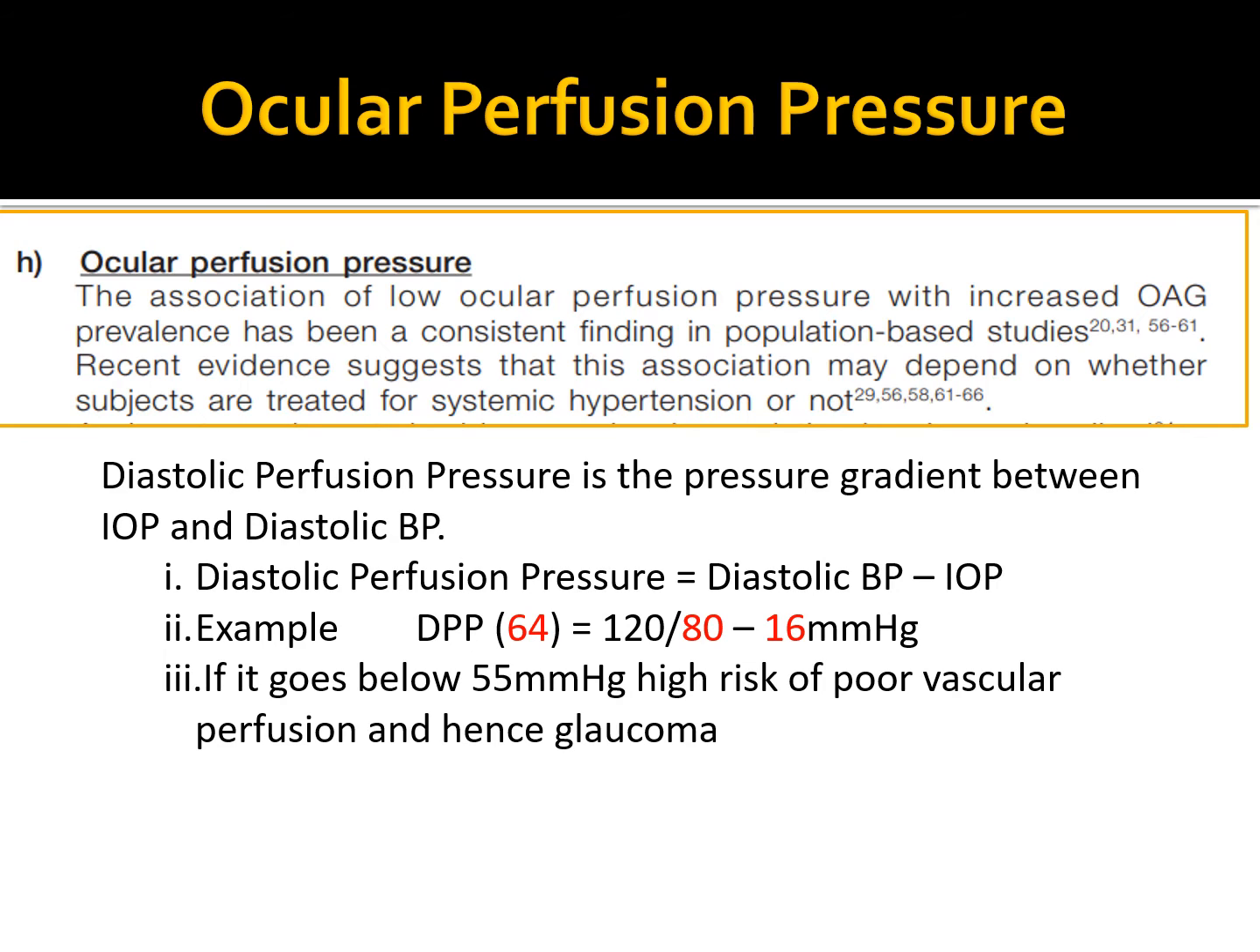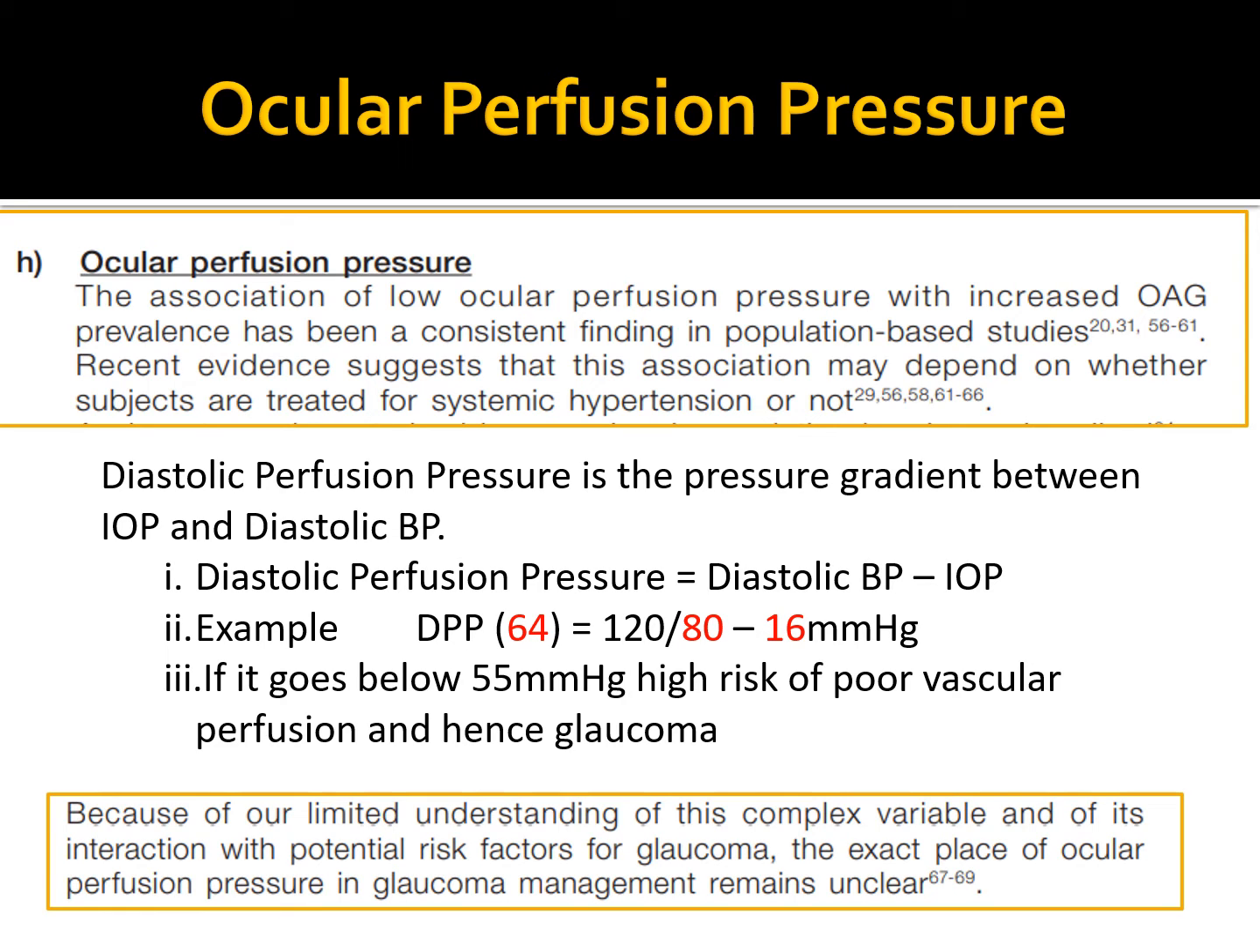So there's the example. We've got a blood pressure 120/80. The diastolic is 80. We've got an IOP of 16. You subtract one from t'other and you get 64. And a certain author, I forget who, decided that if it's below 55 millimeters of mercury, this is a higher risk of poor vascular perfusion and hence glaucoma.